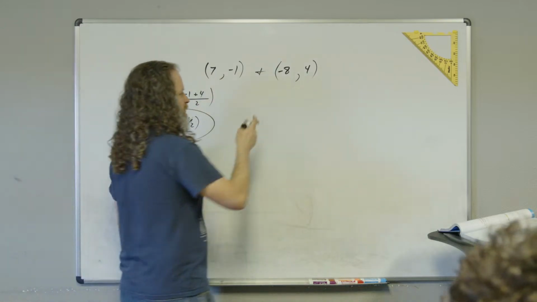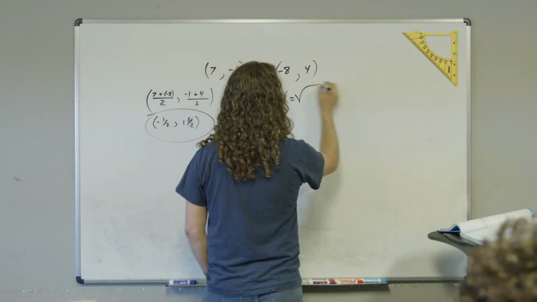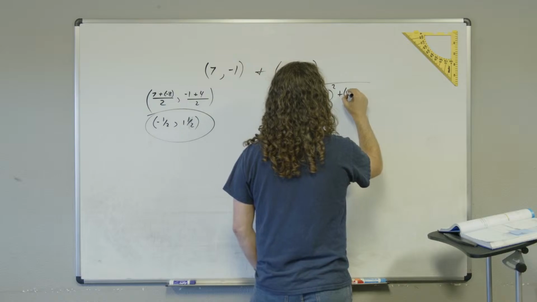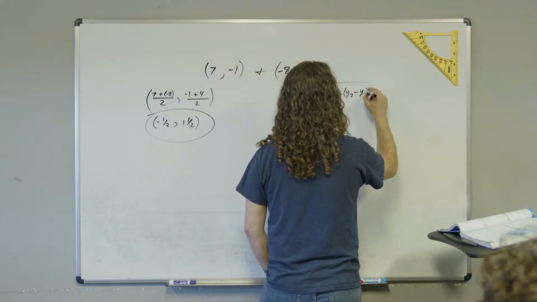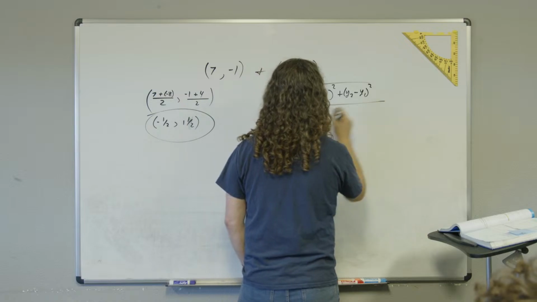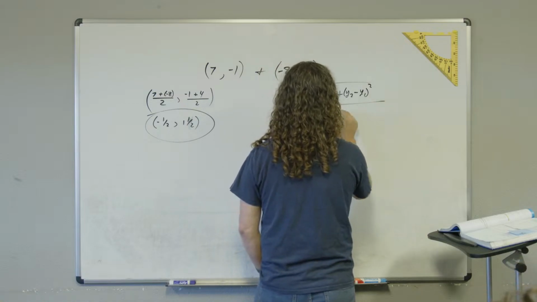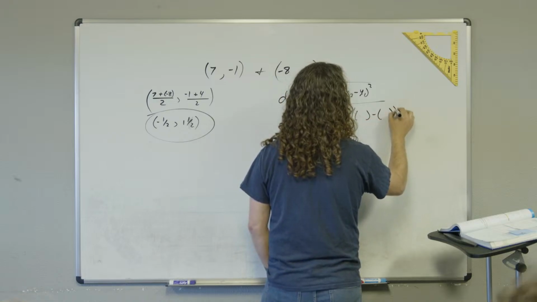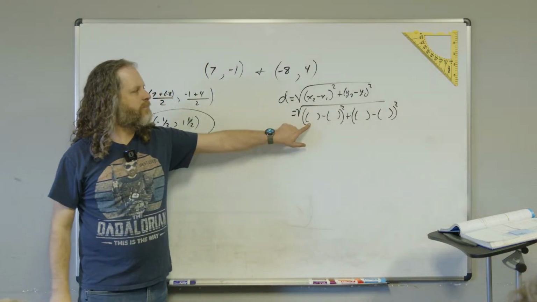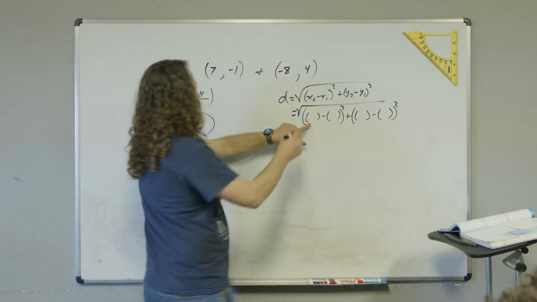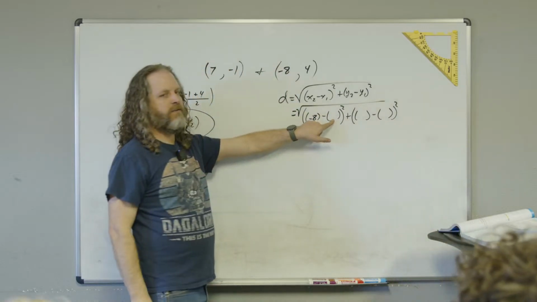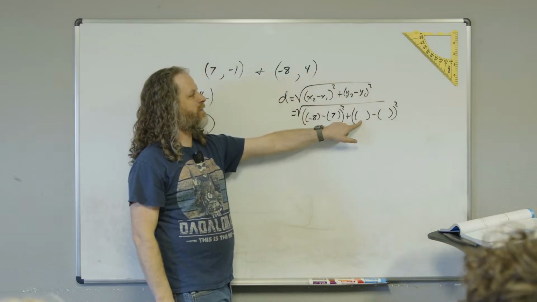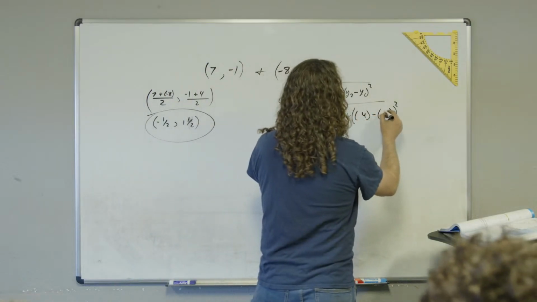Find the distance between those. We shove it in the distance formula, which is d equals the square root of x2 minus x1 quantity squared plus y2 minus y1 quantity squared. So everywhere there's a variable, we put a parenthesis. And then we start shoving numbers in it. What are we going to put right here? -8. And right here? 7. What are we going to put right here? 4. Right here we put a -1.